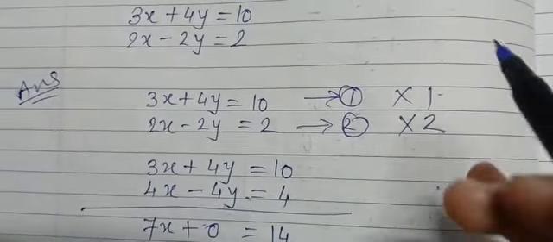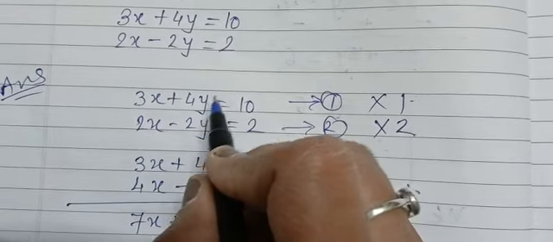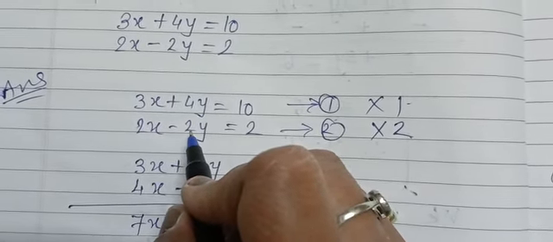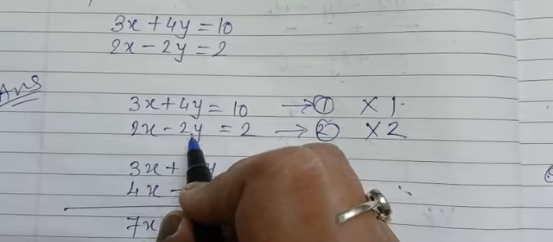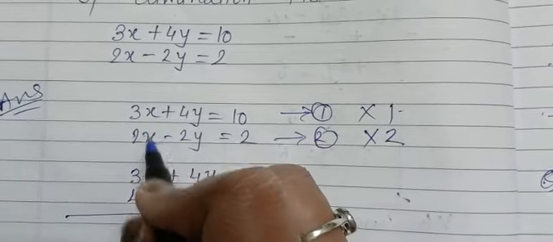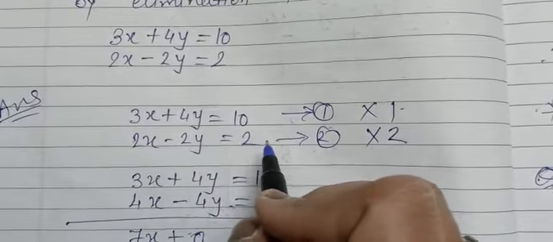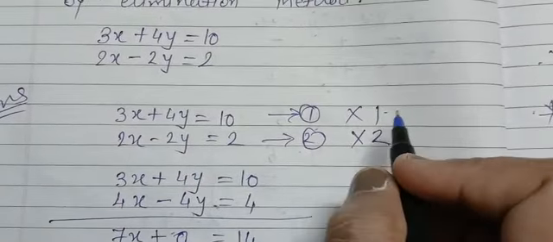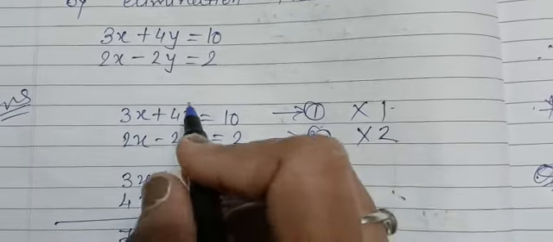How do I identify which number to multiply this equation by? For that I look at the y value. It is 4y here and 2y there. I know that if I multiply by 2, it becomes 4. So my y can be eliminated and I can evaluate the value of x. Therefore, I have decided the second equation has to be multiplied by 2, and the first equation multiplied by 1, which means it remains as it is.